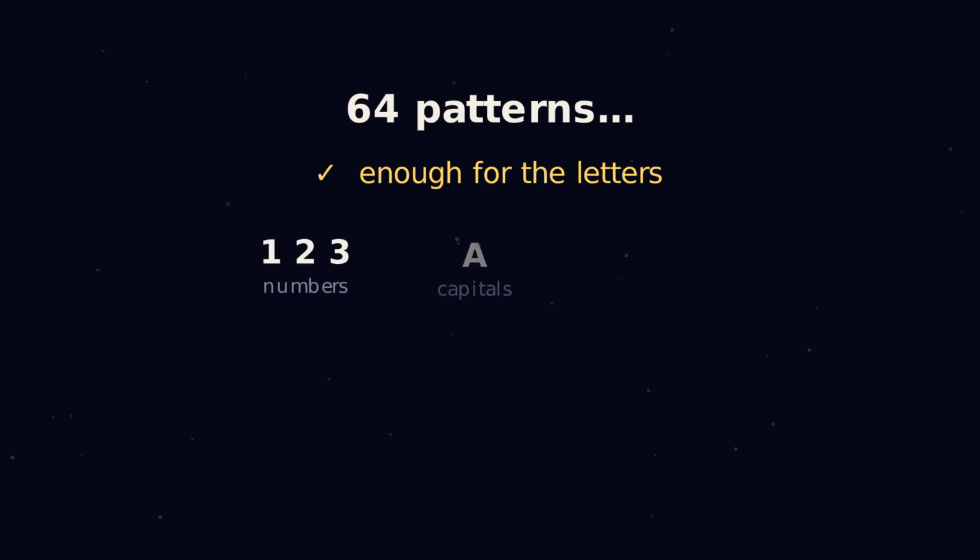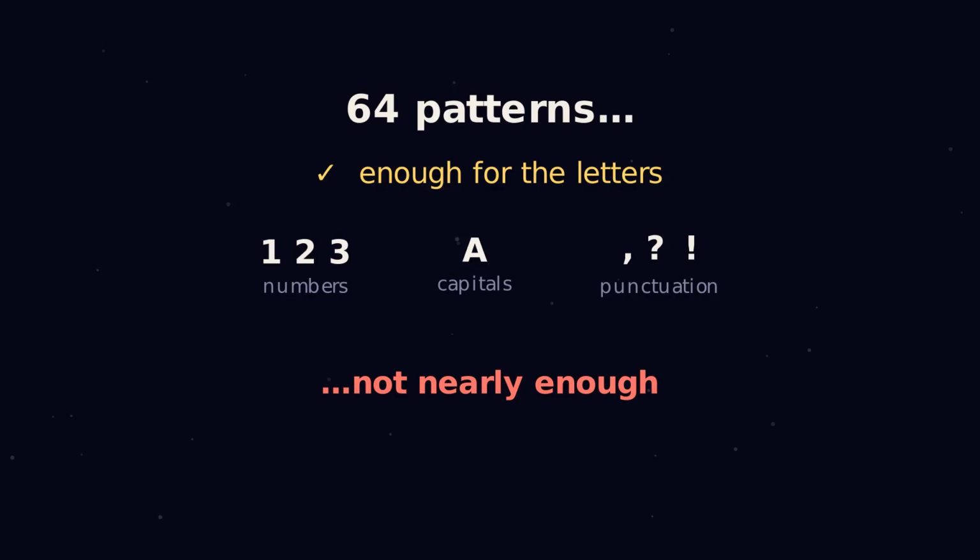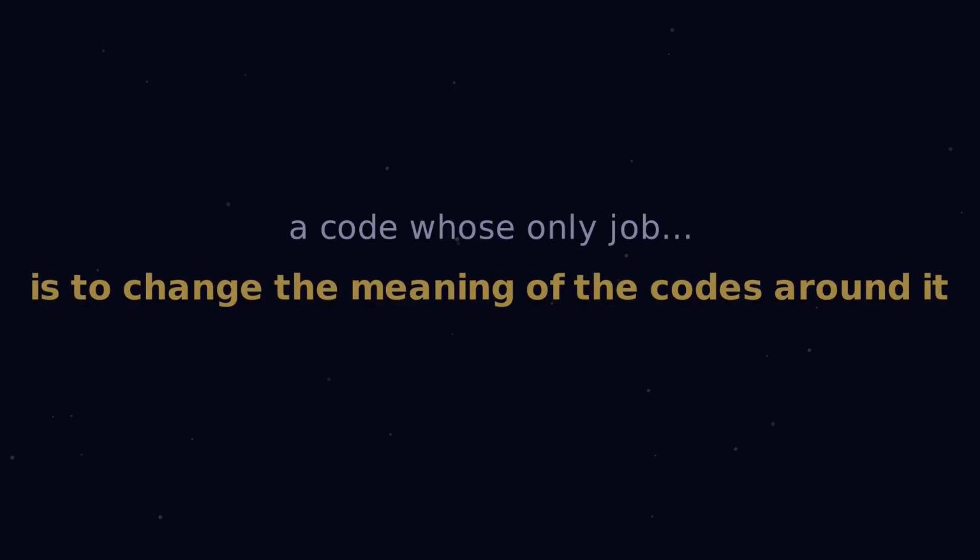But here is where it gets beautiful. 64 patterns is plenty for the letters. But what about numbers? What about a capital letter, a comma, a question mark? All of a sudden, 64 doesn't feel like nearly enough. So Braille did something that we still do, everywhere, today. He invented a code whose only job is to change the meaning of the codes around it.